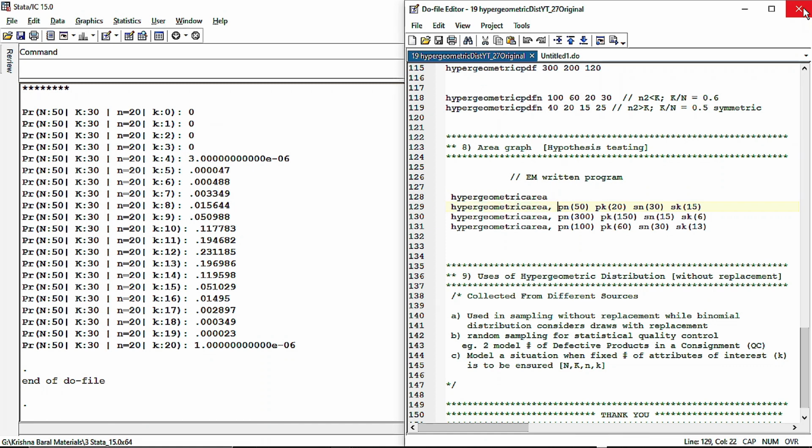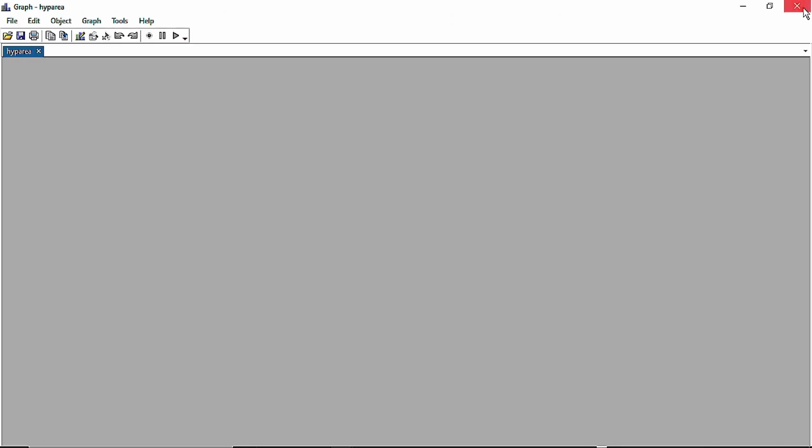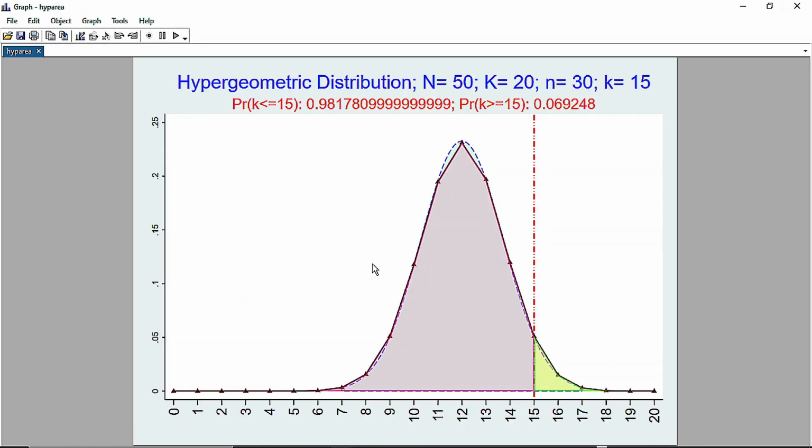We have written it, and we can provide the population, capital N, population k, the attributes of interest, and the sample size, and the attributes of interest in the sample. And for this, let us again try to test the hypothesis, only one tail test. So we have drawn this hypergeometric distribution assuming that k is equal to 15. So the sample contains 15 elements which carry the attributes of our interest, and we want to test the alternative hypothesis. Does it carry less than 15?